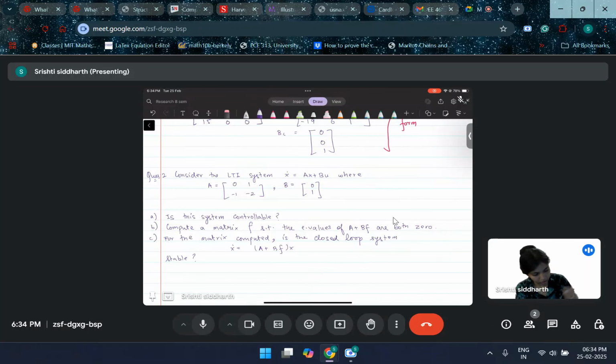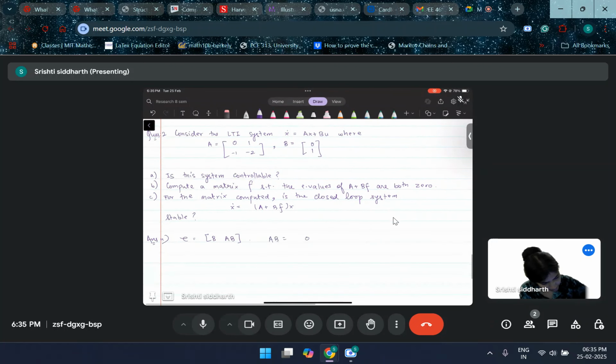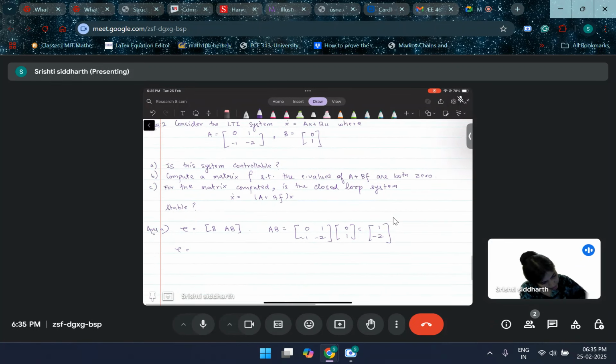So the first part is quite easy. Let's just first do this. The controllability matrix is B, AB, where AB is just the second column. So we have 1, minus 2. This is 0, 1, 1, minus 2, and the determinant is minus 1. So the pair A, B is controllable.